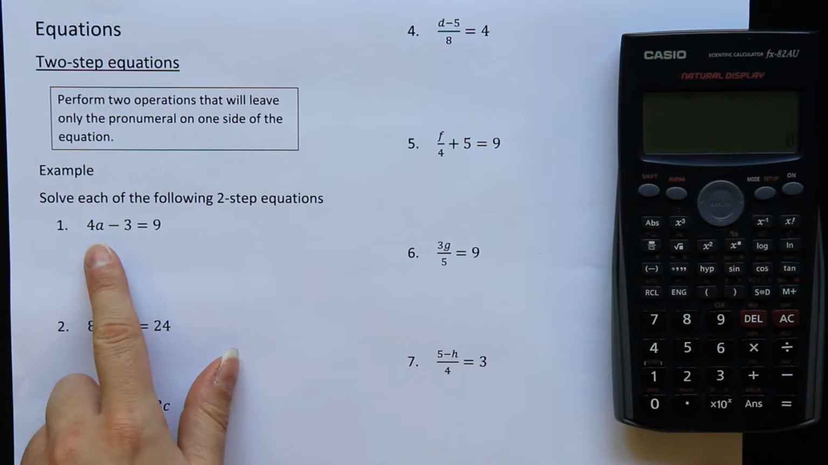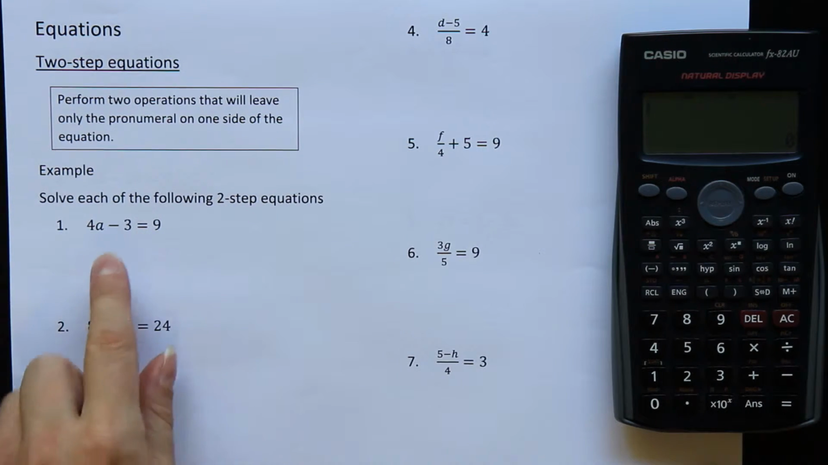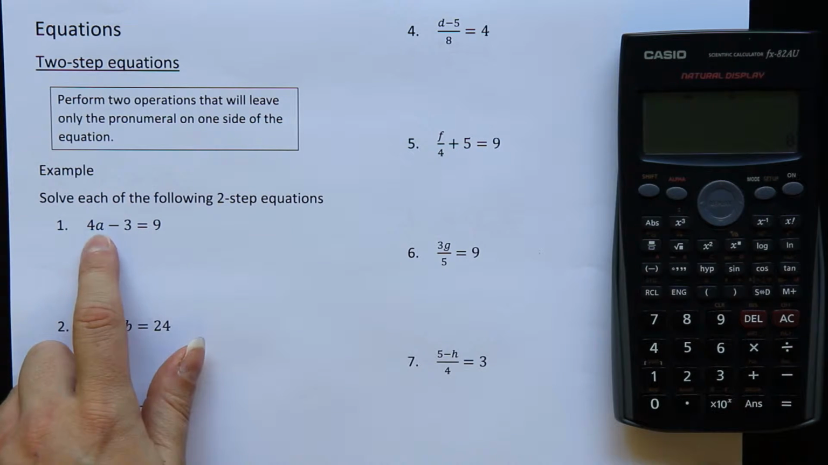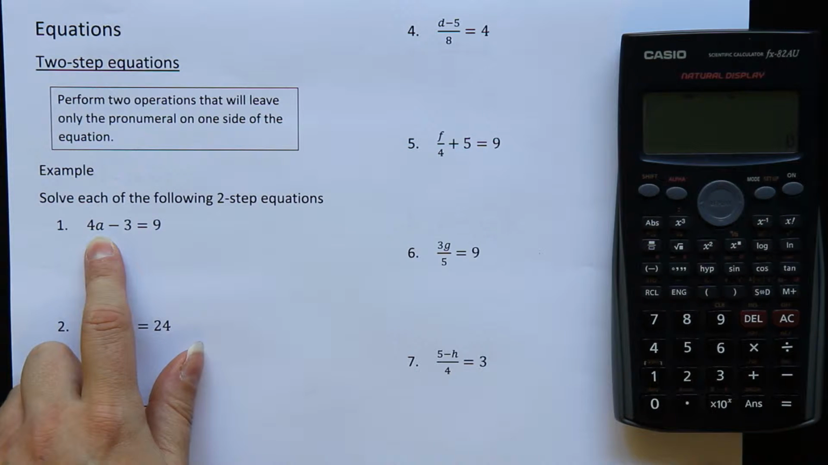Okay, so here is an example of a two-step equation. 4a minus 3 is equal to 9. There are two numbers, the 4 and the 3, that need to be moved away in order for the a to be by itself so we can get the solution. So which one do you move first?